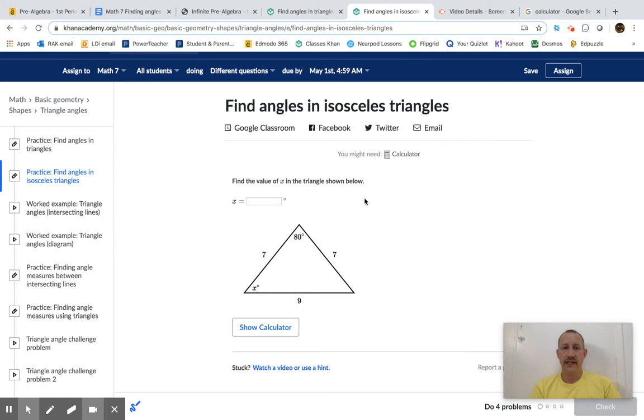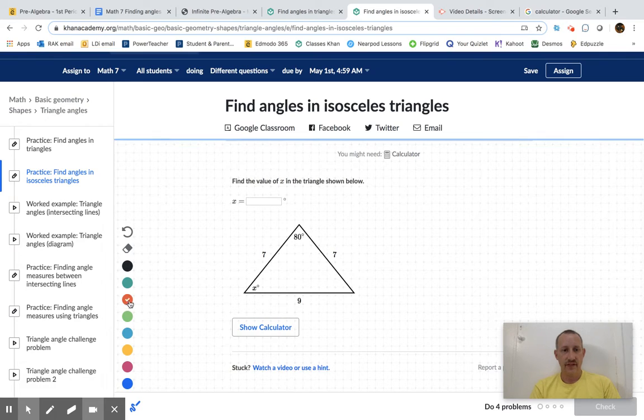Now, for your other Khan Academy assignment, you see how this is 7 and that's 7? That means that they're isosceles, which means that this angle is going to be the same as that angle, right? So what we're going to do is we're going to take 180. Again, we can use a calculator if you want to. And you're going to subtract 80 from it. Now, I don't even need a calculator for that. I know that's 100. Okay, but if you want to use a calculator, it's fine.